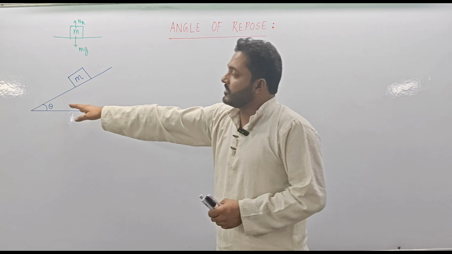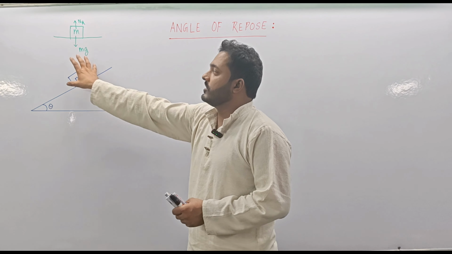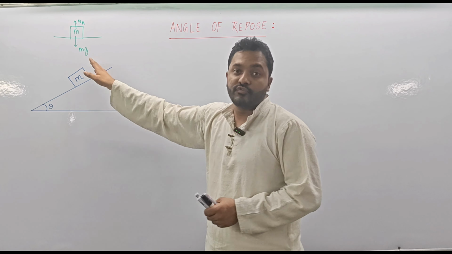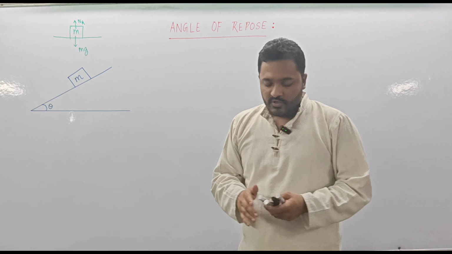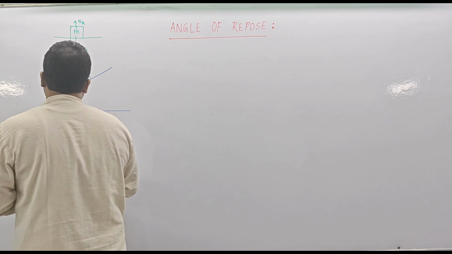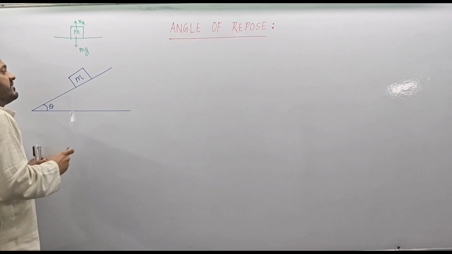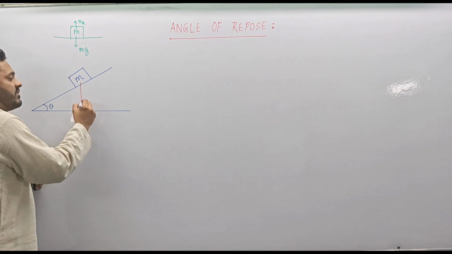तो जब ये एंगल अपने रीच कर लेते हैं, where the block will start to slide under the influence of its own weight, then we call that angle as angle of repose. So if we draw the FBD of this block, we can say that the weight mg is in the downward direction.